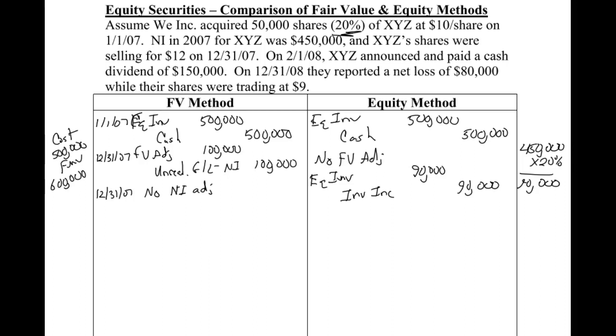We have significant influence, and therefore, as they prosper and their retained earnings go up, we are going to increase our investment in them, and then vice versa if it goes down. All right, so let's jump ahead to the next year. We're on February 1st of '08, and there's a dividend.